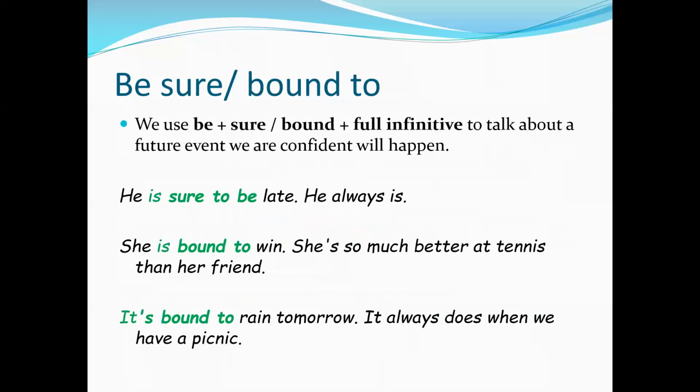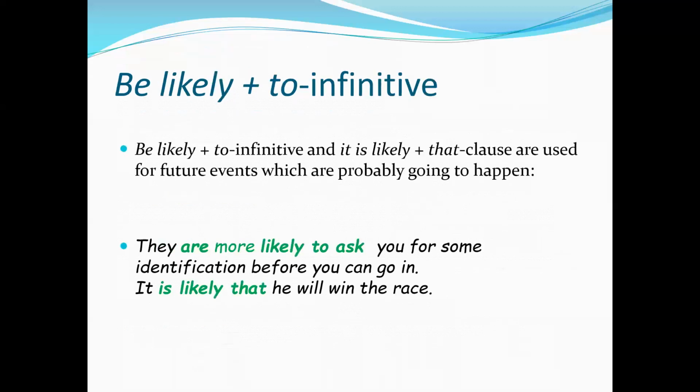The next expression is "be sure, bound to." We use "be sure, bound" plus full infinitive to talk about a future event we are confident will happen. He is sure to be late because he is always late. She is bound to win. It's obvious because she's so much better at tennis than her friend. It's bound to rain tomorrow. Yes, it always does when we have a picnic.